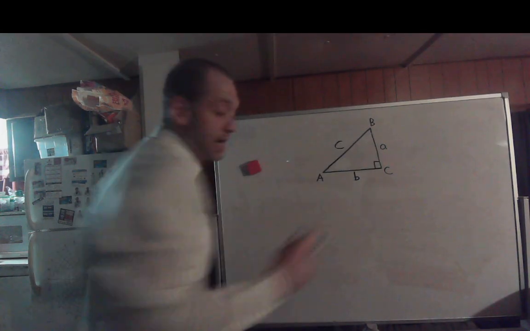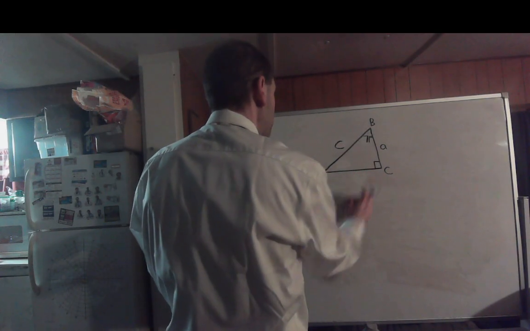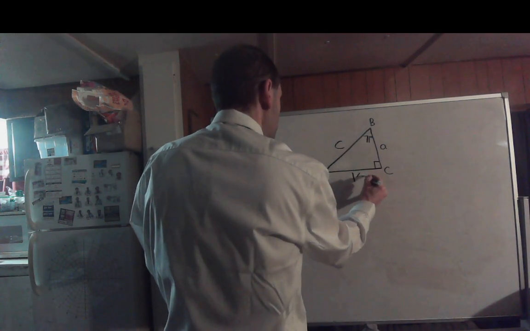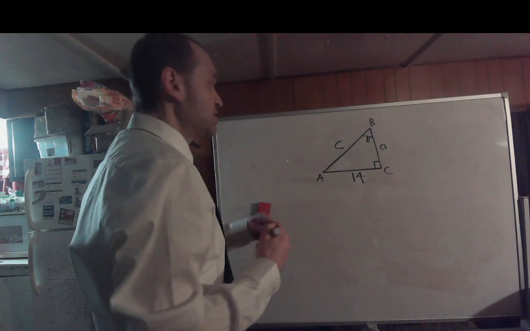Let's see what we got now. We're given this time that angle B equals 71 degrees, and side B equals 14. So we're given another angle and a side. Well, I would solve for that missing angle A first.